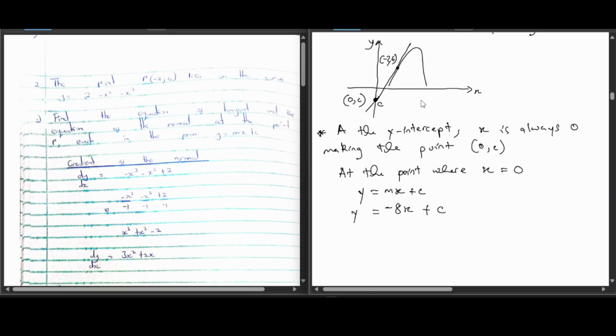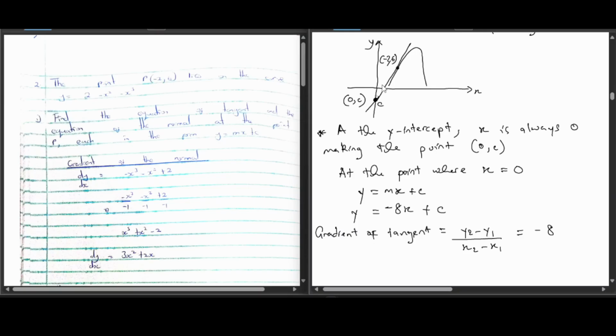So what we are going to do is, using the gradient of -8, we are going to pretend to find the gradient. We already know the gradient, but we will act as if we are finding it. What do I mean? Don't fret. We say gradient of tangent is equal to y2 minus y1 over x2 minus x1, which is equal to -8, as we illustrated there.